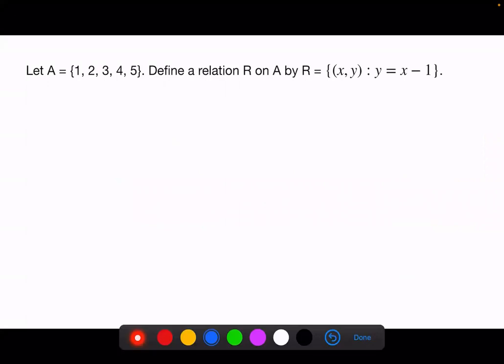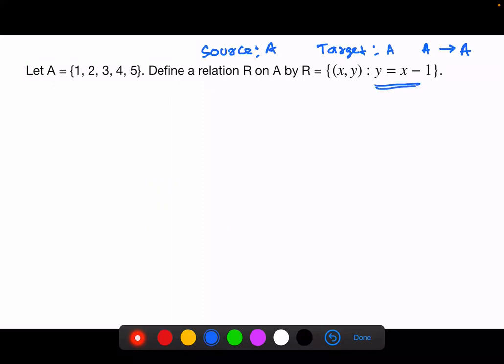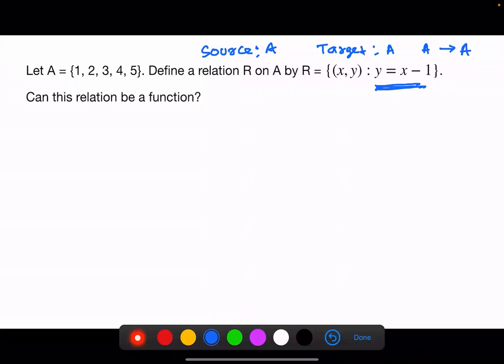Let's move on. Let's take an example here. We have set A, and we are defining a relation on set A. So that means your source is set A, and your target is also set A. You are going from A to A only. Now, what is the relation? The relation is governed by this rule. Now the question is, can this relation be a function?